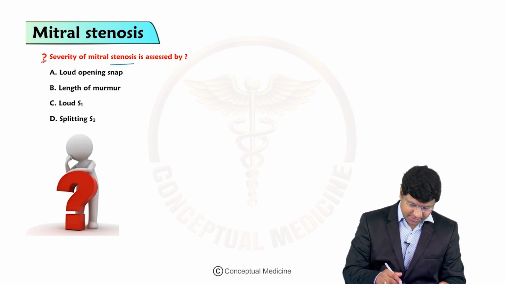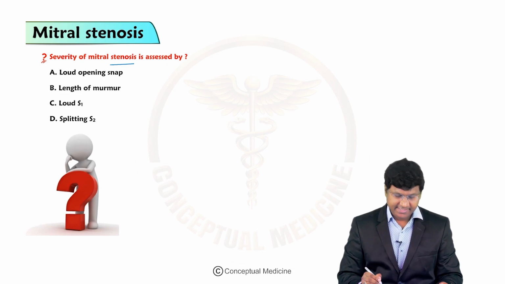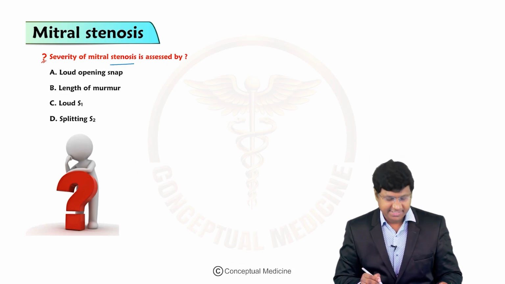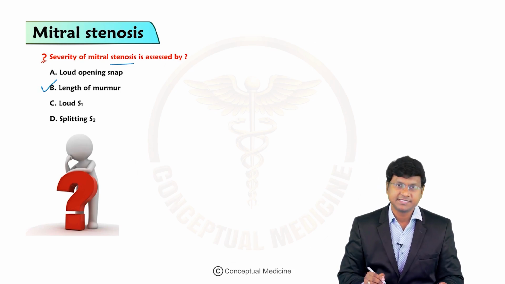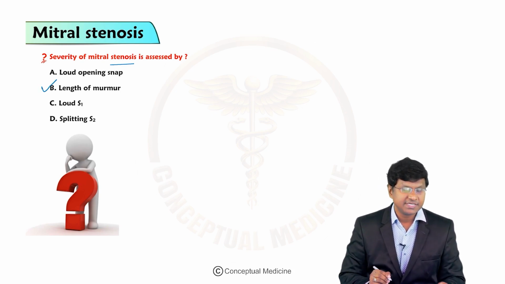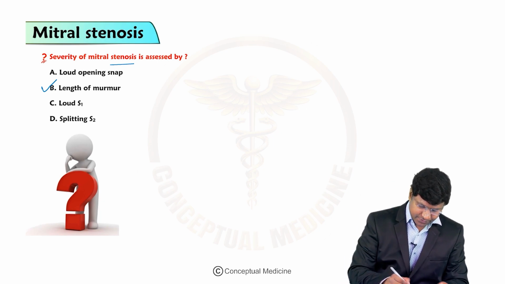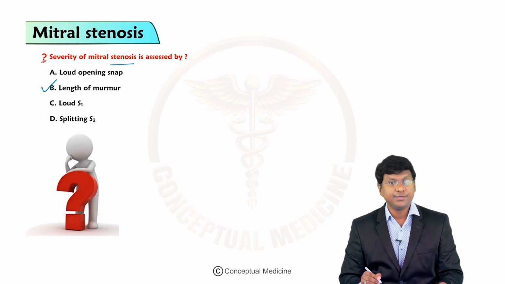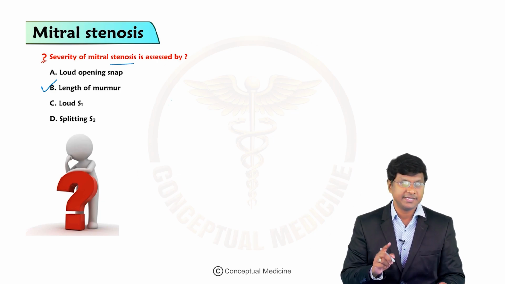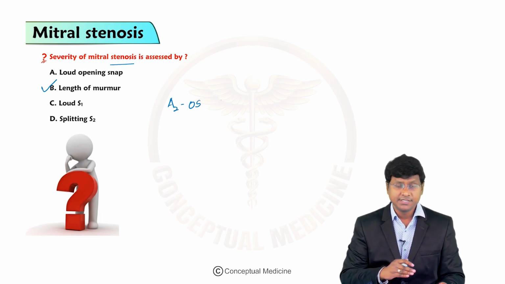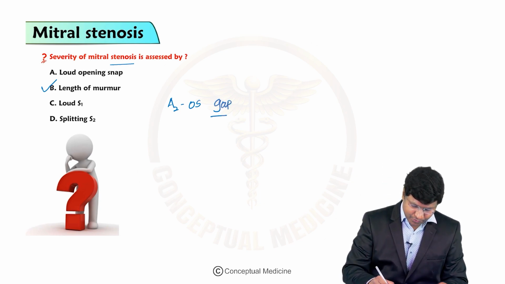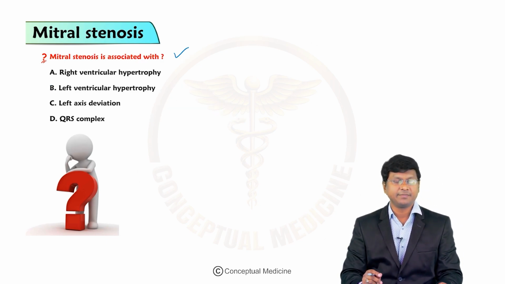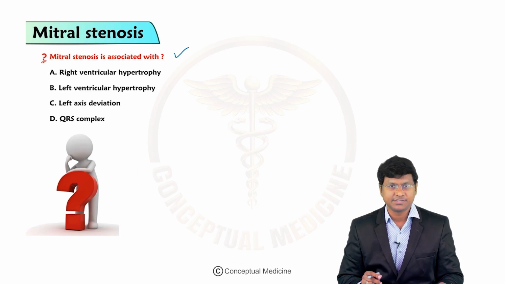Next question. Severity of the mitral stenosis is assessed by loud opening snap, length of the murmur, loud S1, splitting of the second heart sound. So let me tell you, the severity of mitral stenosis is decided by the duration of the murmur, not by the intensity of the murmur. And another important parameter is the A2 to OS gap. So these are the two parameters which will decide the severity of mitral stenosis.